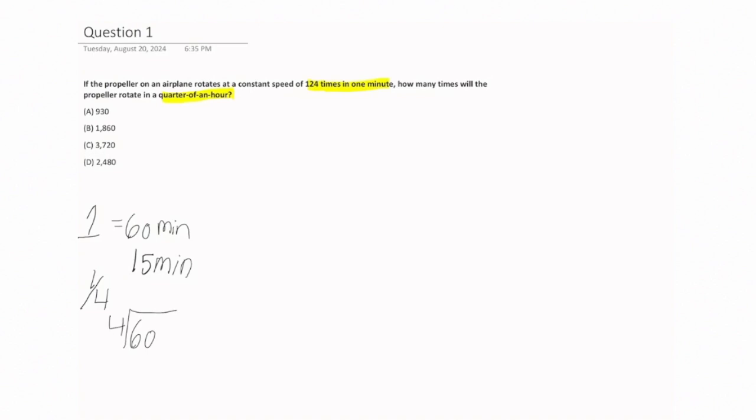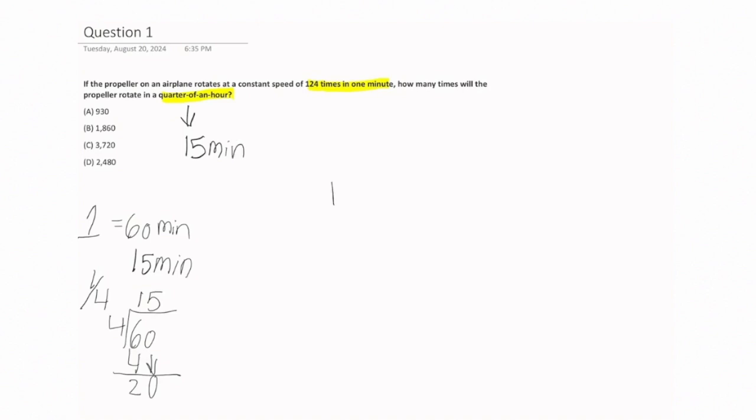4 goes into 6 one time. So we bring down our 4. 6 minus 4 equals 2. Bring down our 0, which gives us 20. 4 goes into 20 5 times. So that's how we figured out that a quarter of an hour equals 15. So we're going to write 15 minutes under a quarter of an hour just so that we're keeping track of our numbers.